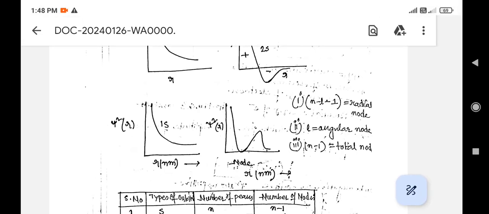Then we have to know about nodes. A node means the electron density is 0. We cannot find electron density. So there are radial nodes and angular nodes; basically two types of nodes. The radial node is n minus l minus 1, where n is the principal quantum number and l is the azimuthal quantum number. And l is the number of angular nodes. And the total number of nodes is n minus 1, the principal quantum number minus 1.